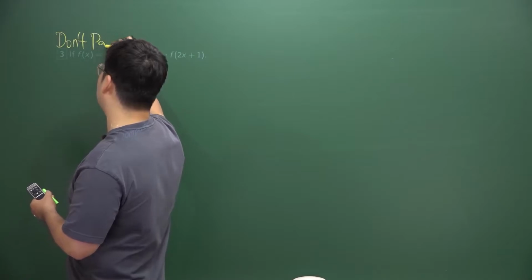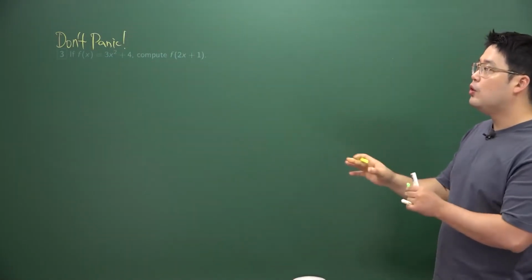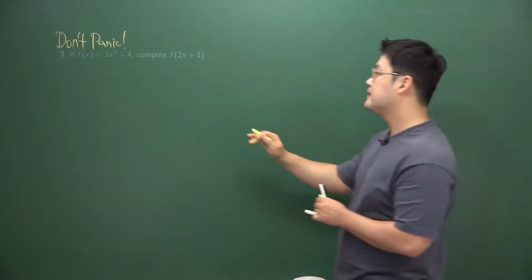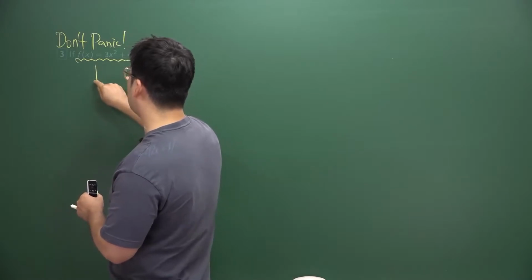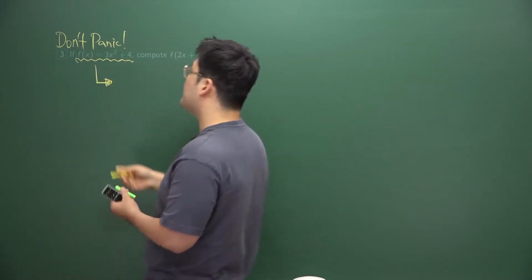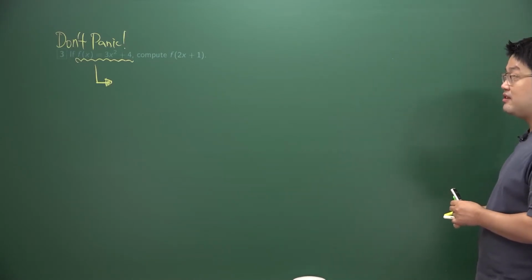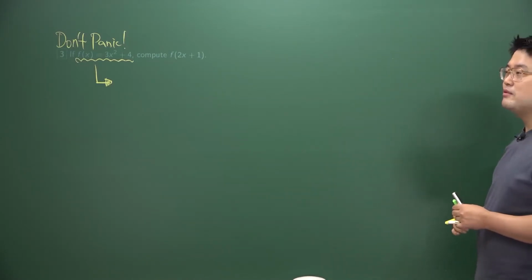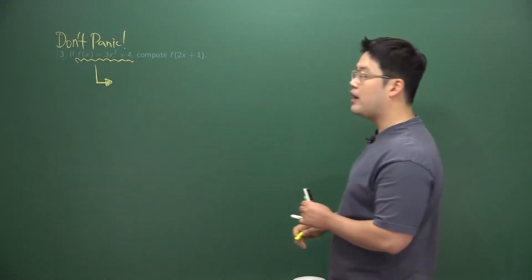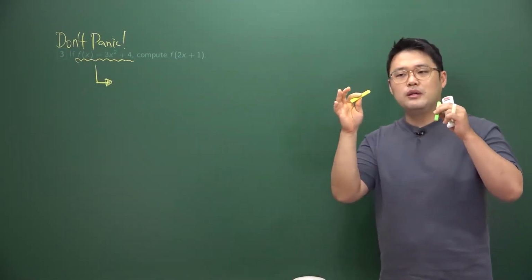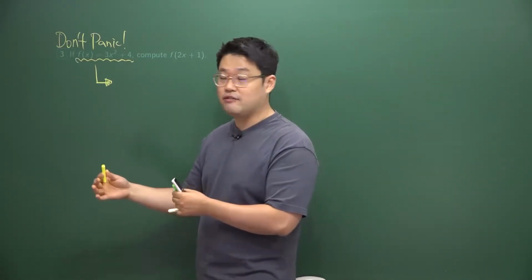Here's a theme that I want to say: don't panic. Now, normally when we say f of x equals 3x squared plus 4, and I'm talking about kids who are weak at math, they usually say, oh, I need to plug x in the parentheses, so I only know about the rule for x, not 2x plus 1. So here's a game changer, a way to think about it from a different perspective.